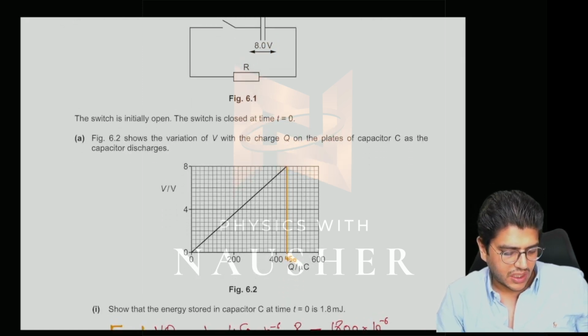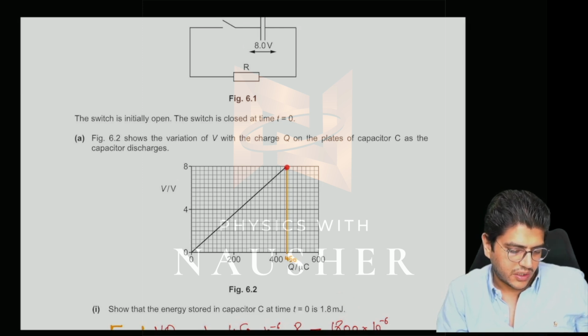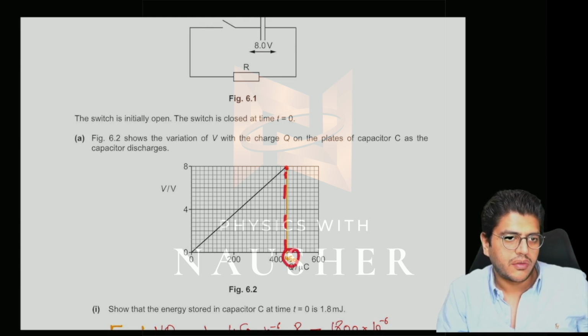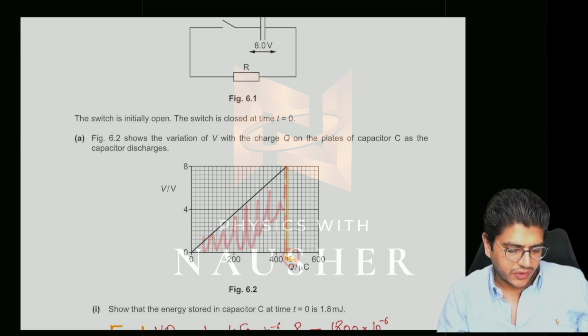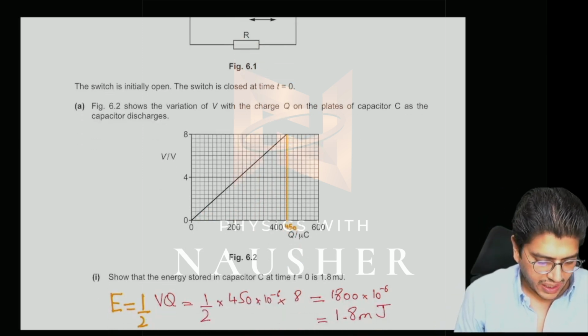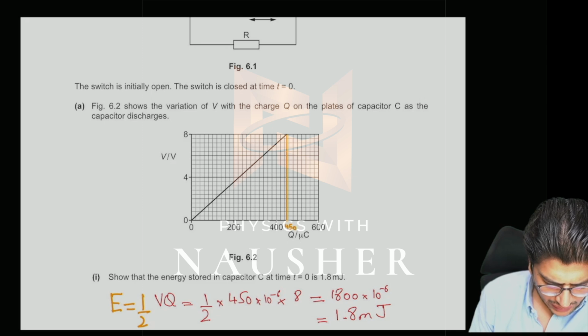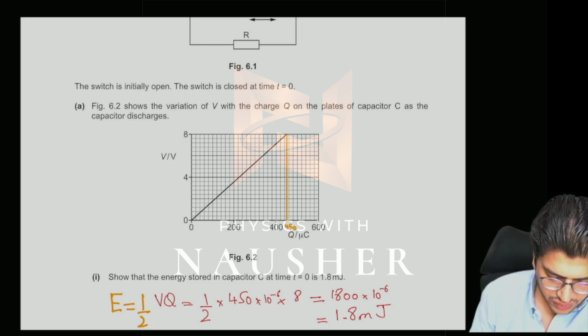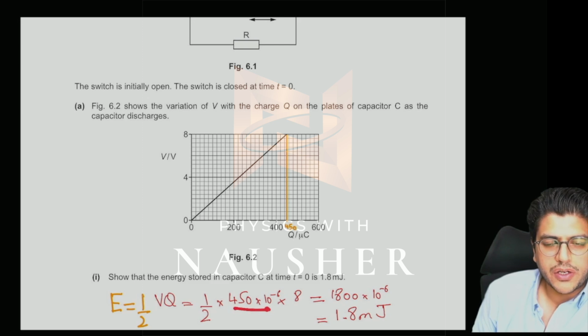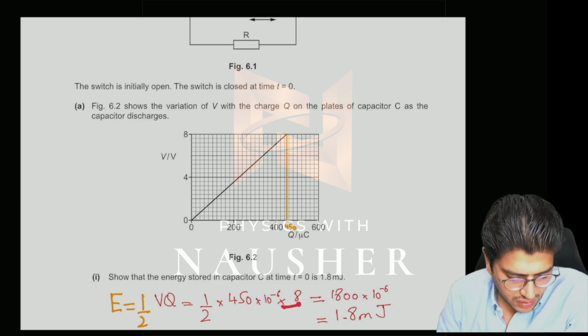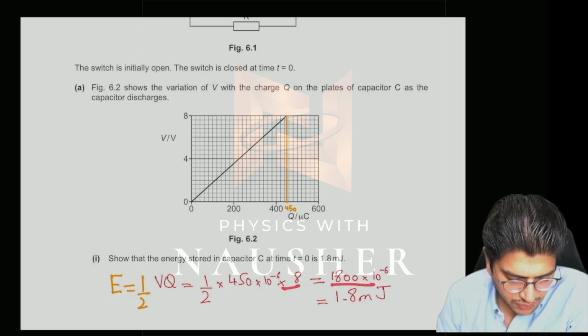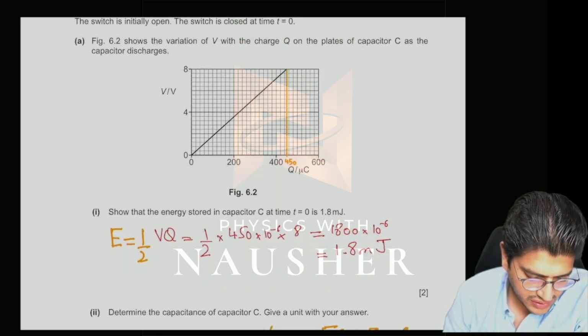So first question is, show that the energy stored at t equal to 0 is 1.8 millijoules. So the energy stored at t equal to 0 is this point. This is the charge, which is 450. And you know, it's the area under the graph which shows the energy stored. So this area, so half into base into height, or you can say half into V into Q. And your answer would therefore be 1/2 of 450 micro into 8, which is 1.8 into 10 to the minus 3, which is 1.8 millijoules. And that's exactly what you have to show.